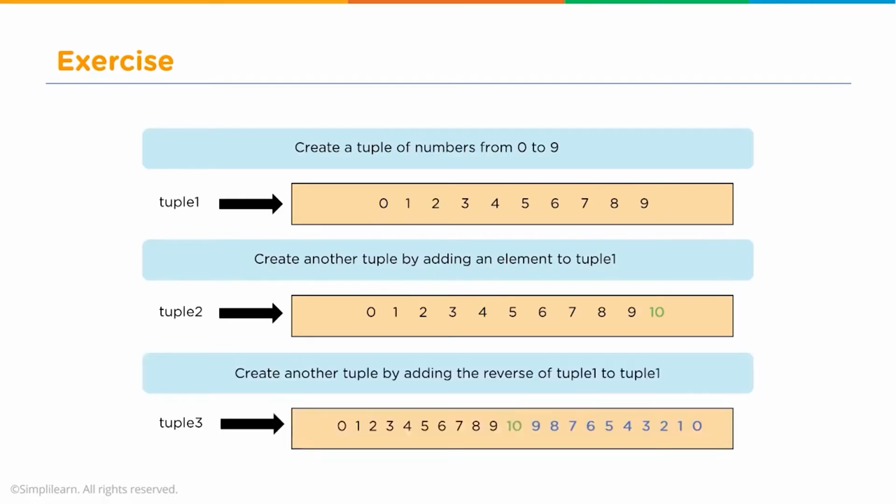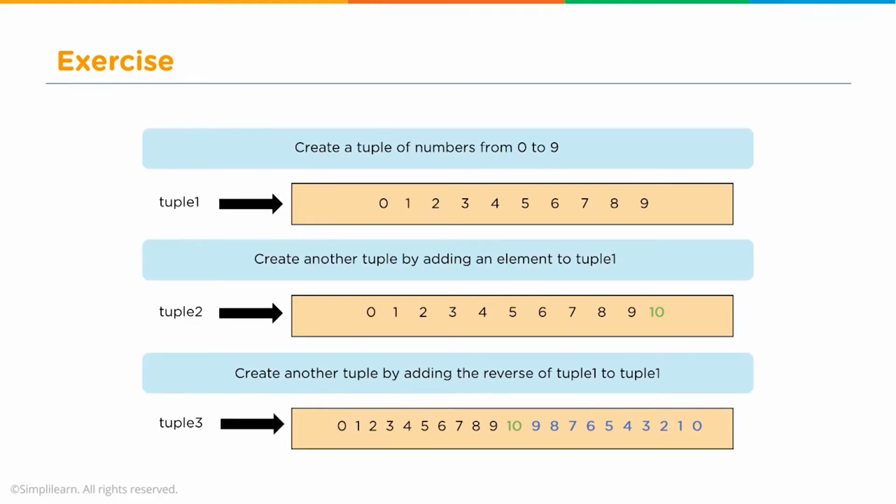Then we'll create a tuple by adding the reverse of tuple1 to this tuple. So first we have tuple1 which has all the elements, then tuple2 which has all the elements of tuple1 plus another number, and then we have tuple3 where we have all the elements of tuple2 plus the reverse of tuple1.